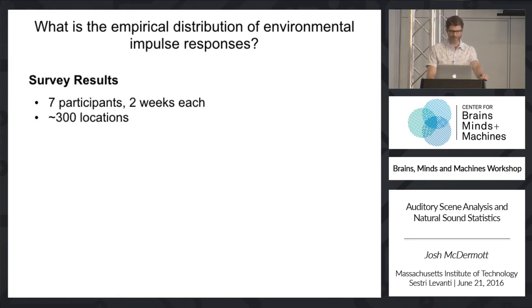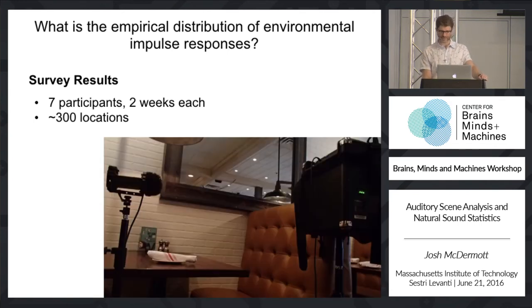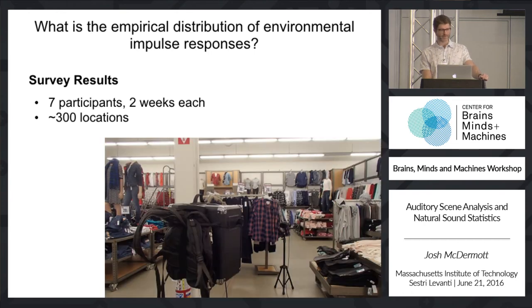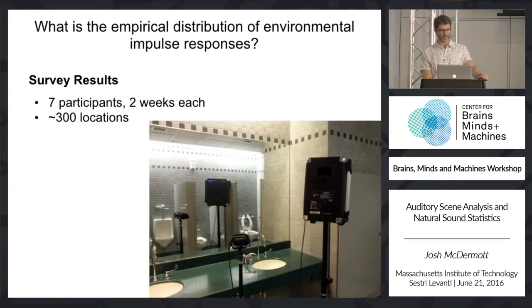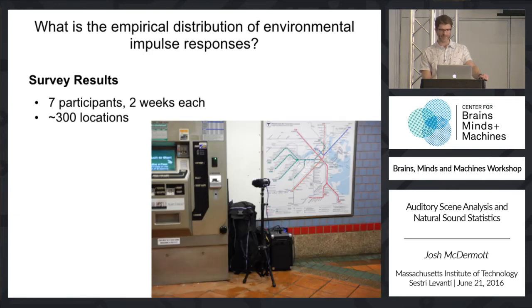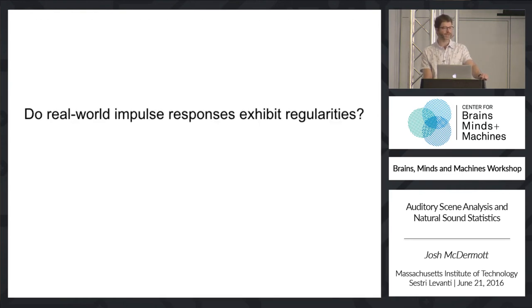So we did this with seven people. Each of them did this for a couple weeks. And so we got about 300 locations. To our knowledge, this is by far the largest set of these measurements that have been made. And in particular, they're not made in spaces like churches. They're just made in the everyday kinds of spaces that people encounter in their lives. We've got recordings from restaurants, department stores, city streets, the woods, bathrooms, subway stations, and all kinds of other everyday spaces. So the key question is, does this set of measurements exhibit regularities?